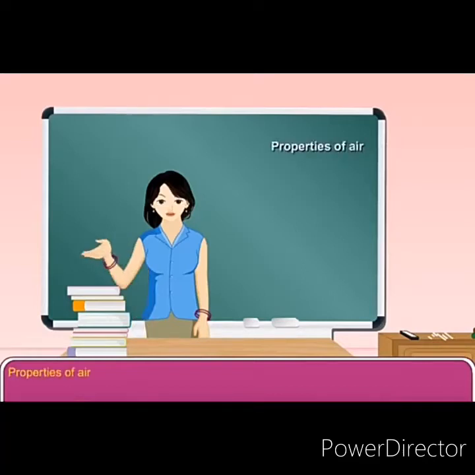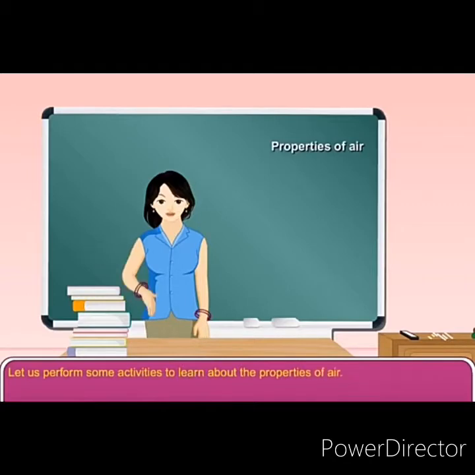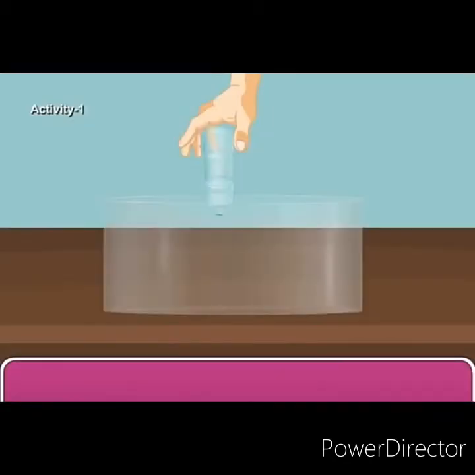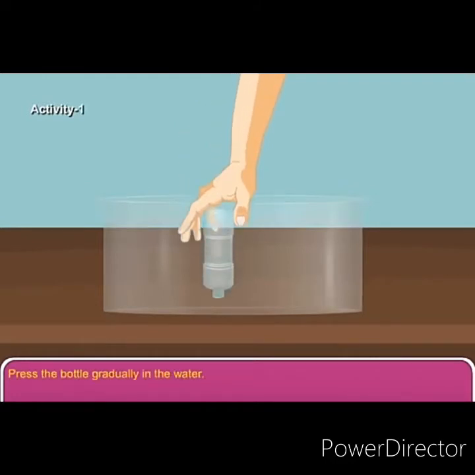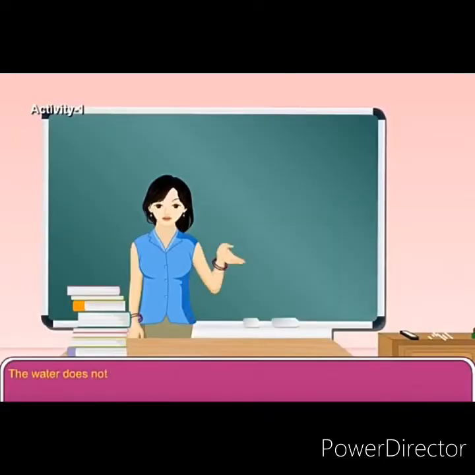Properties of air. Let us perform some activities to learn about the properties of air. Activity number 1. Take a bottle and invert it in a bucket full of water. Press the bottle gradually in the water. Observe what happens. The water does not enter the bottle even on pressing.